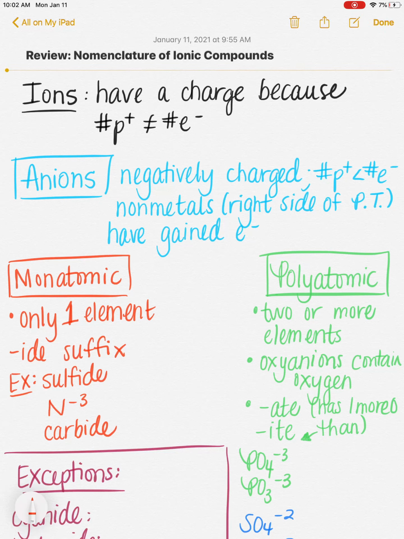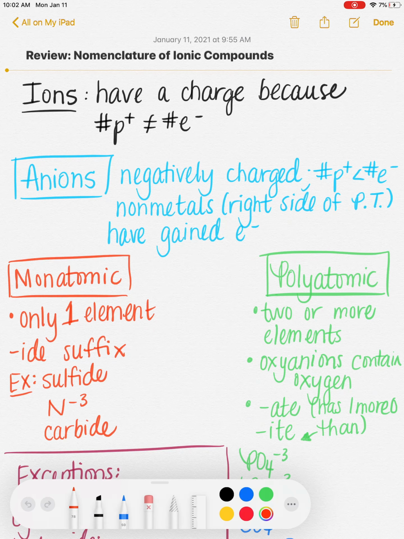Hello everybody. Today we are going to do a review of basic nomenclature for ionic compounds. So let's review what ions are to begin with. Ions are substances that have a charge, and the reason why they have a charge is because their number of protons does not equal their number of electrons.